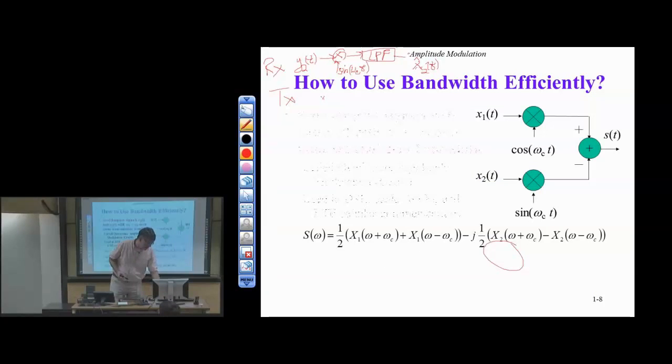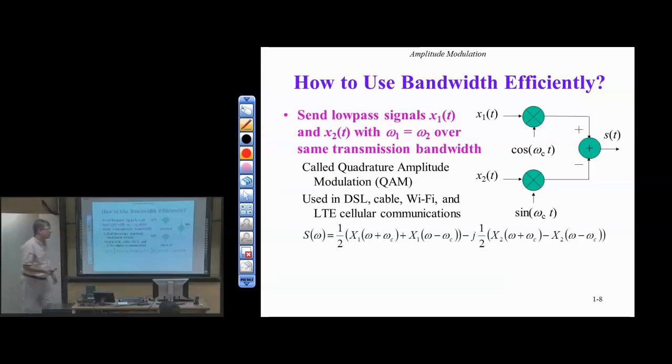All right, so now let's talk about how to use bandwidth efficiently, knowing that I've got these two ways to do up conversion, both using sinusoidal amplitude modulation. One uses the cosine, one uses the sine. So now I can send two different low pass or baseband signals, x1 of t and x2 of t, over the same transmission bandwidth if I do the following. I take a baseband signal x1 of t and modulate by the cosine at fixed frequency omega c. I take x2 of t, which is a different baseband signal, and modulate by the sine of omega c t. If I subtract the two, they don't interfere with each other.